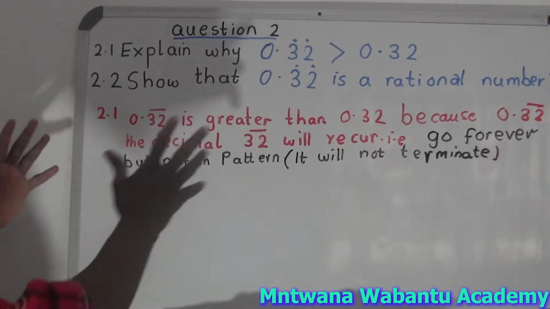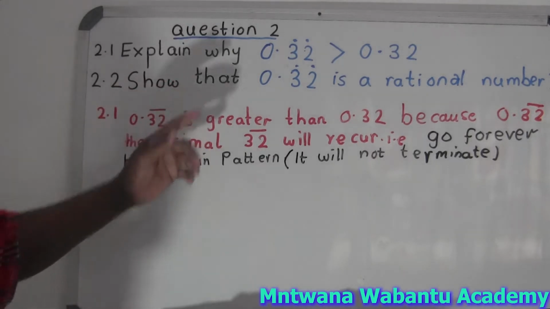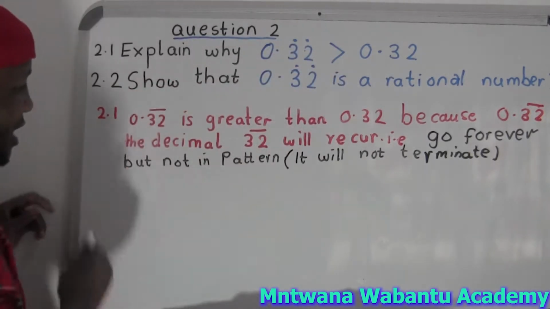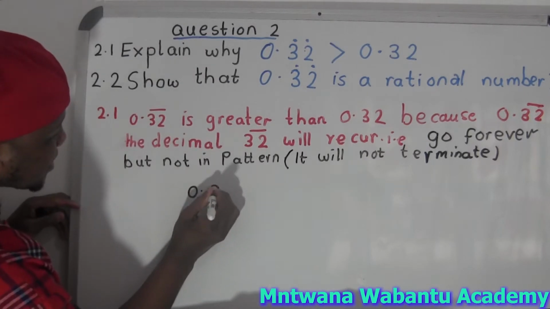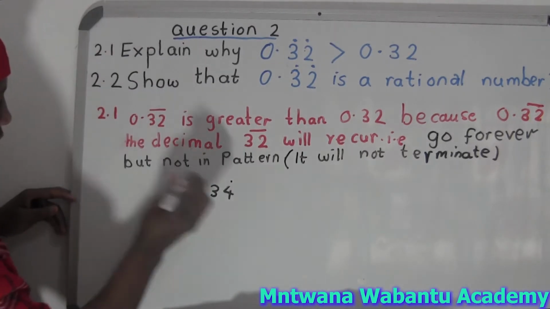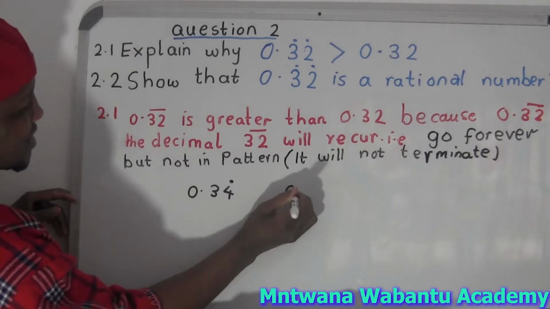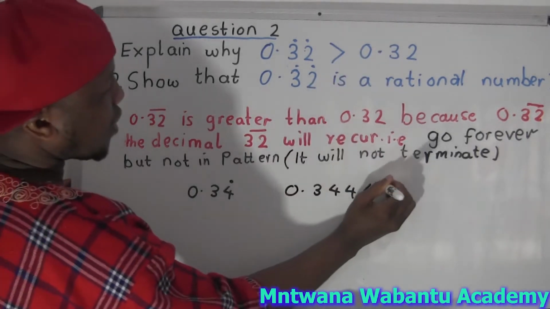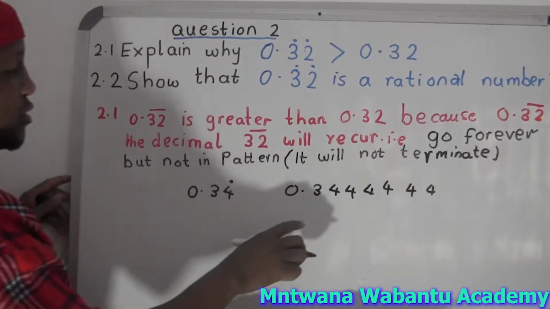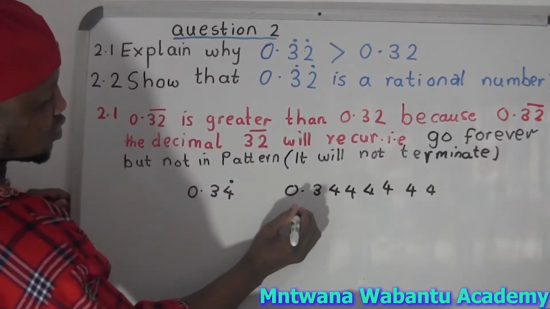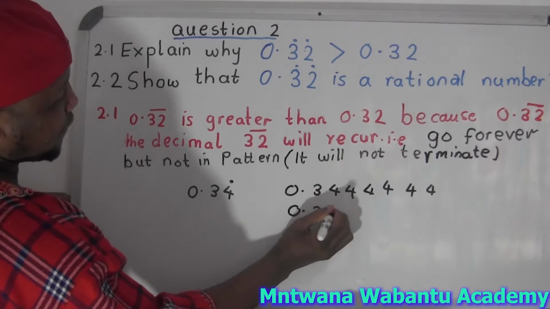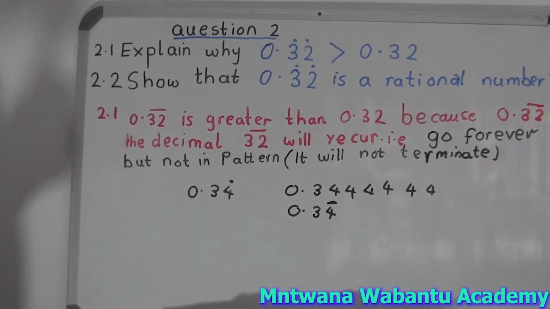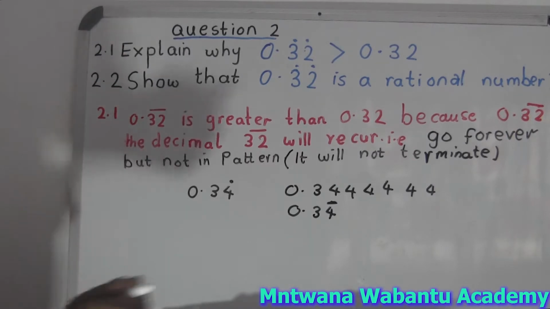Okay, so we have a question right here. They say explain why these are repeating decimals. How do you know that? If somebody gives, let's say, 0.34 with a dot over it, that means the digits repeat. Since they don't want to write all of these, they write 0.34 with a dot. Or if you don't want to write the dot, you can write it like this. Either one works.